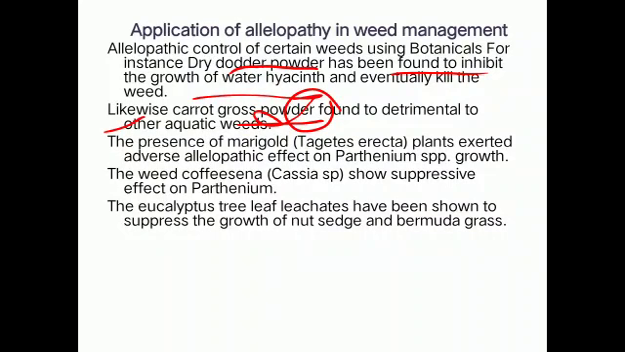So the presence of a marigold plant exerted an adverse allelopathic effect on Parthenium species.